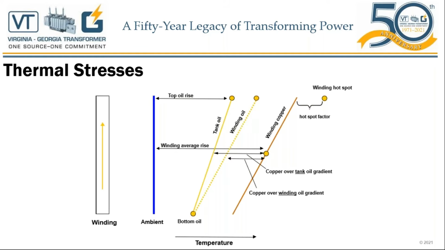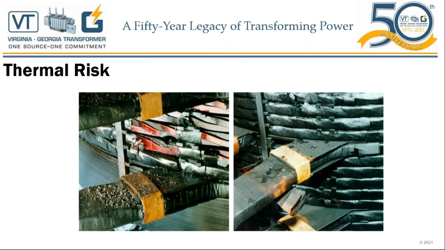Here you can see the tank oil versus the winding oil. Now, someone may ask the question, what's tank oil and winding oil? Tank oil is all of the oil inside the tank. Winding oil is the oil which is closer in proximity to the windings. Then you can see the winding copper is the hottest in respect to everything else. And of course, the winding hotspot, which is what we are going to talk about in detail in the coming slides.